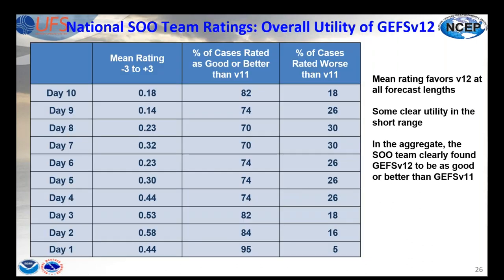And our scientific operation officers from various regions have evaluated the usefulness of GEFS V12 subjectively. Based on all the evaluation, there is a unanimous consensus opinion that GEFS V12 is rated as good or better than V11 by more than 70-80%, including the short range, compared to about 5 to 20%, 30% for the current operational system. So that's about 50% more utility across all forecast lengths.